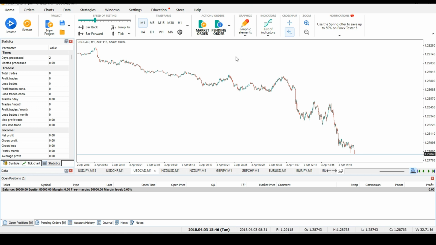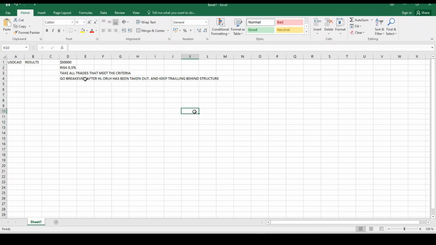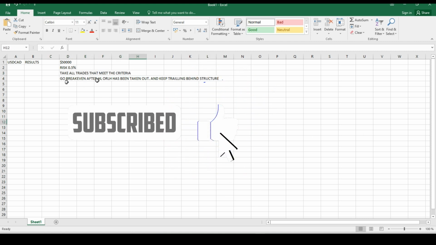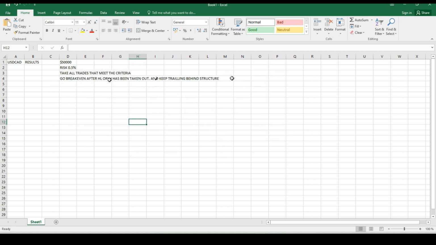All right, so we're going to be backtesting live, and here are some of the rules. I'm going to be using an account of about $50,000, and we're going to be risking 0.5% per trade. We'll take all trades that meet our criteria. Then we'll go break even after the higher low or the lower high has been taken out, and we'll keep the stop loss right behind structure, like I always tell you guys. And we're going to be backtesting these results on USD CAD.